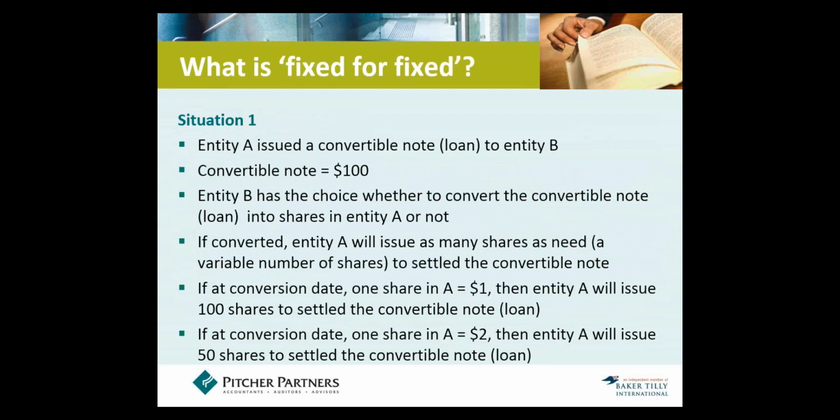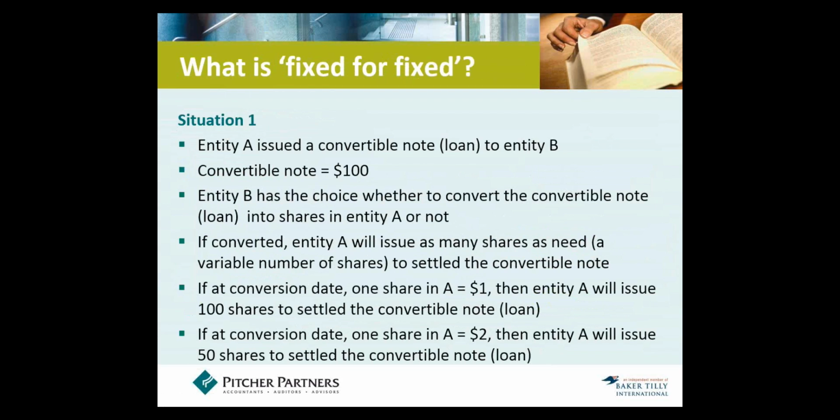Now that's an important statement, bullet point 3, because if the choice was with entity A, then this would not be a financial liability, because entity A would have a choice whether they want to pay cash or whether they want to issue shares. Therefore, there's no obligation to deliver cash, therefore it's equity. However, if the choice is now with entity B, we have to analyze a little bit more.